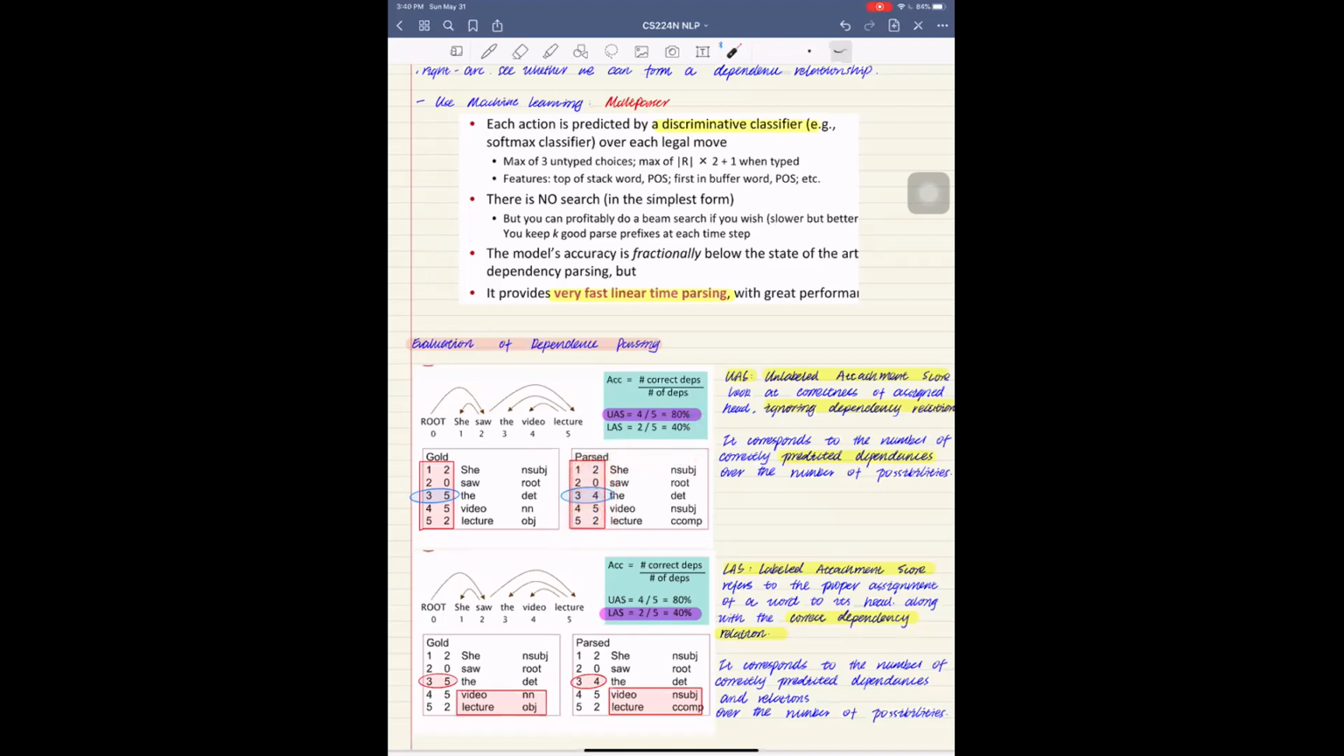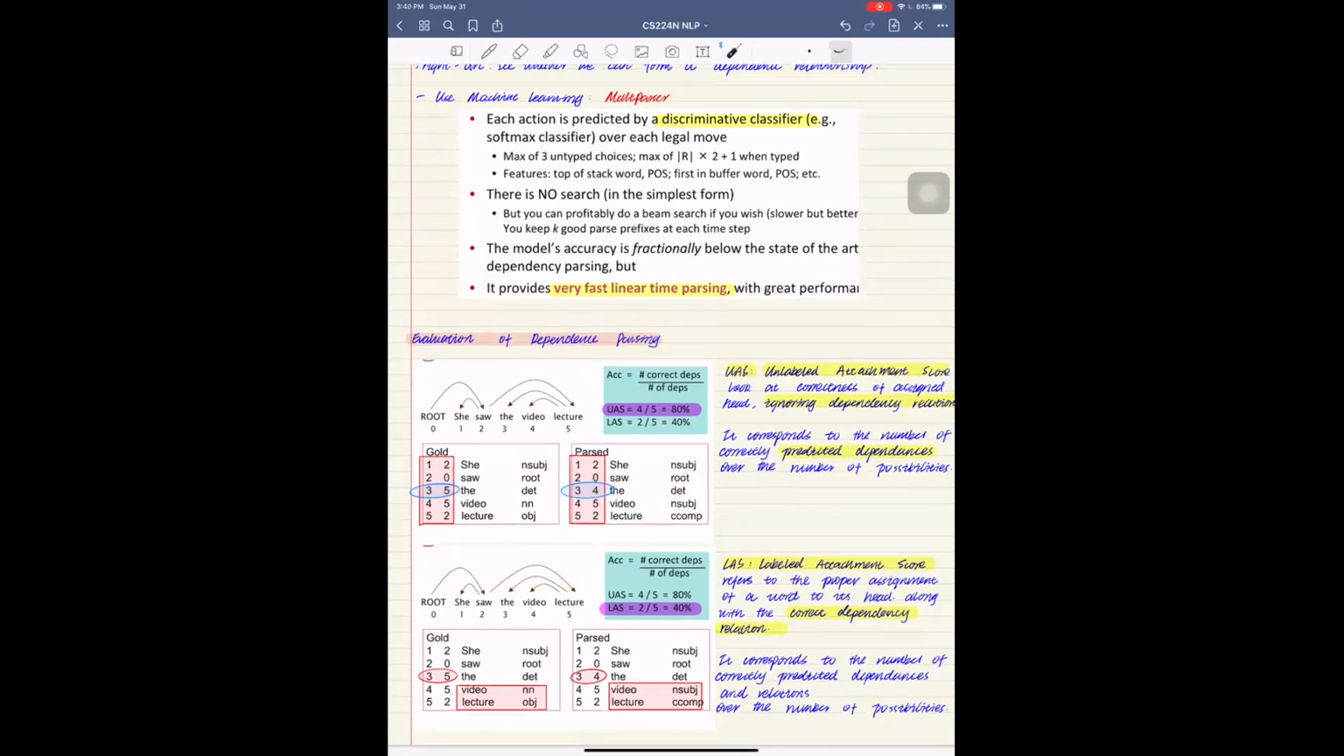So we don't care about the tag, the label, or the relationship. We just look at this part. So that's UAS. The second kind of evaluation is called LAS, the Labeled Attachment Score.